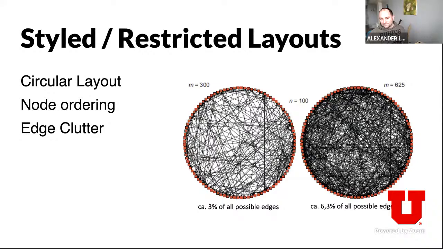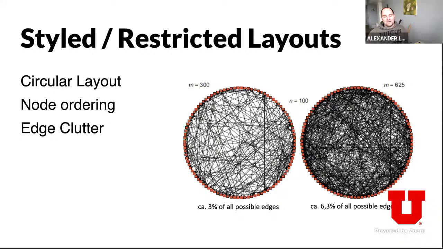Okay, so the next piece that I want to talk about is styled or restricted layouts. One common one is circular layouts. In circular layouts, you have the problem that they tend to clutter fairly quickly. The left figure here shows 3% of all possible edges, and the right figure shows about 6% of all possible edges. And we see that it gets fairly cluttered.